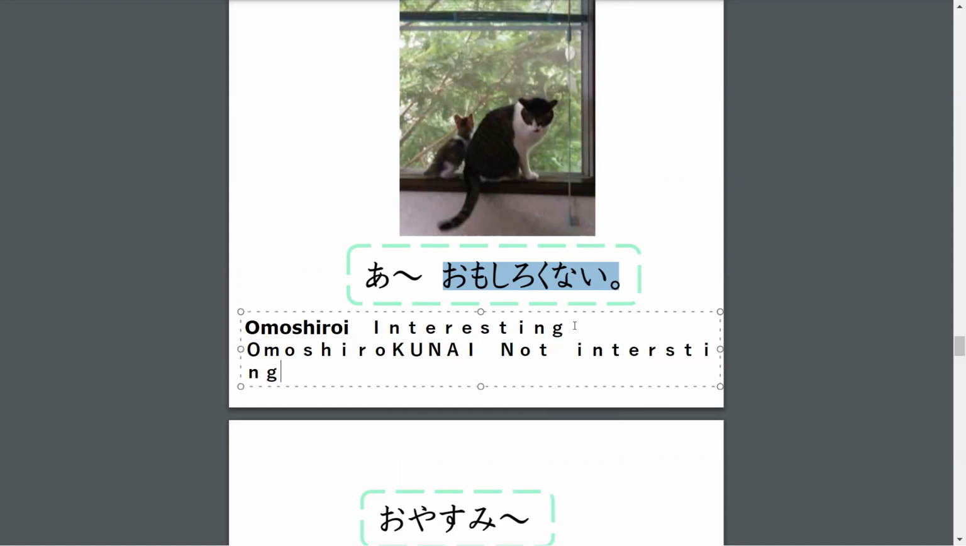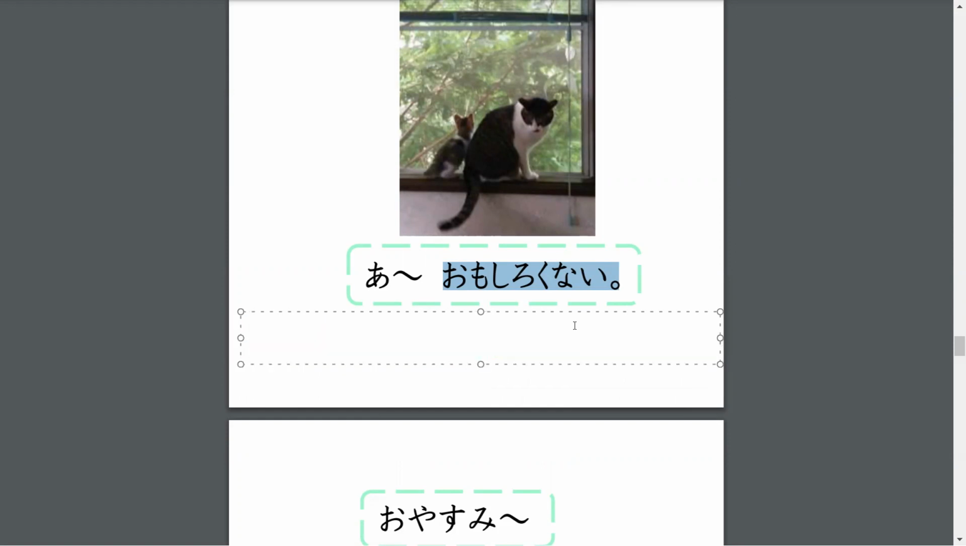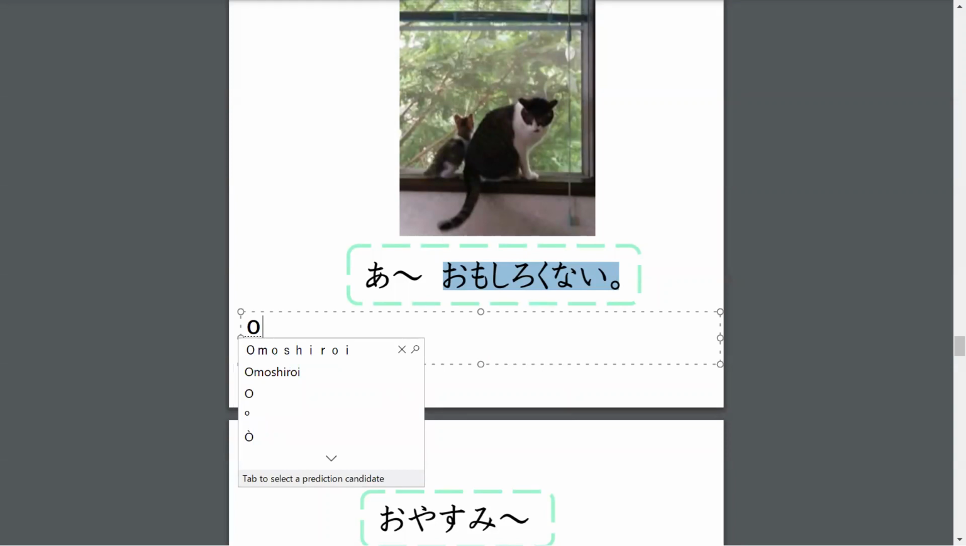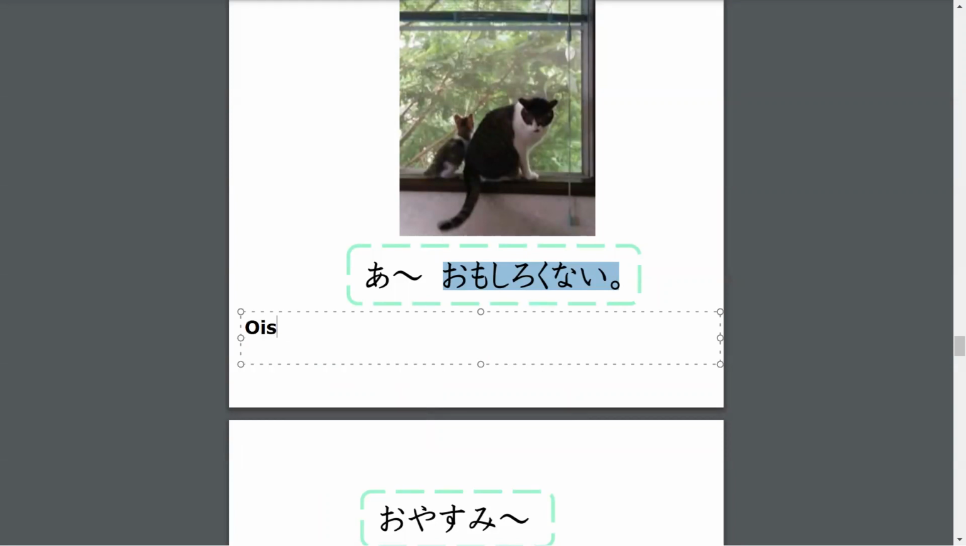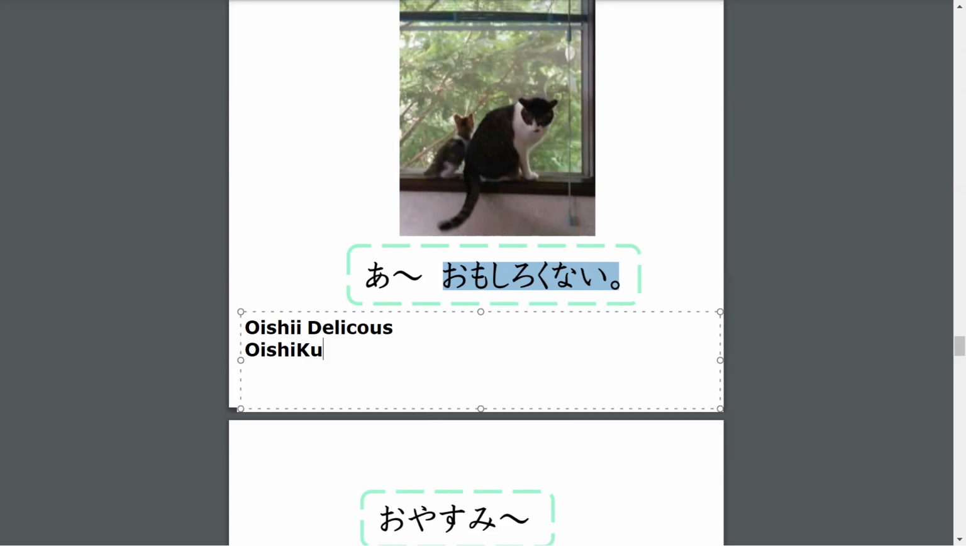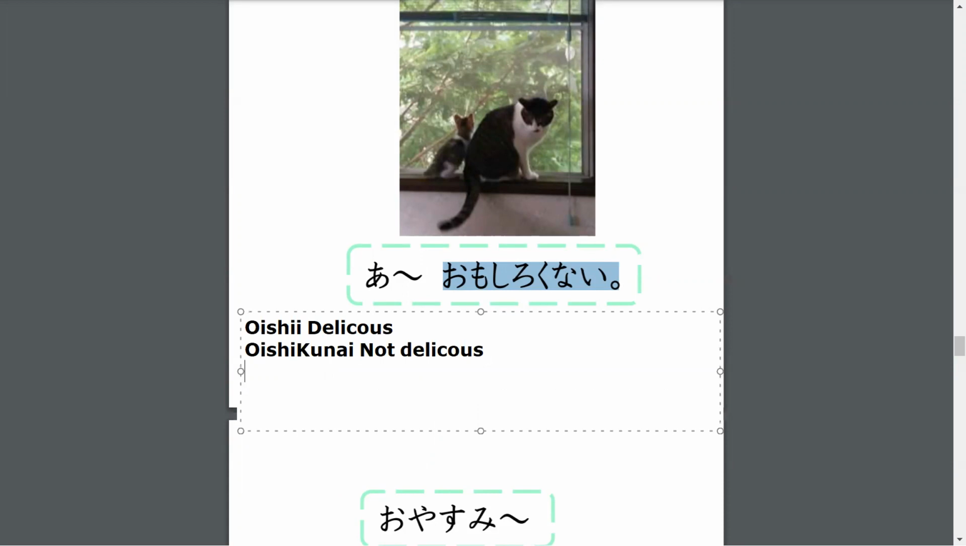Okay. Not interesting. So let's have some examples. Let's take the word oishii. Oishii means delicious. But if you want to make it not delicious, it becomes oishikunai, dropping the i and adding kunai. So it means not delicious.